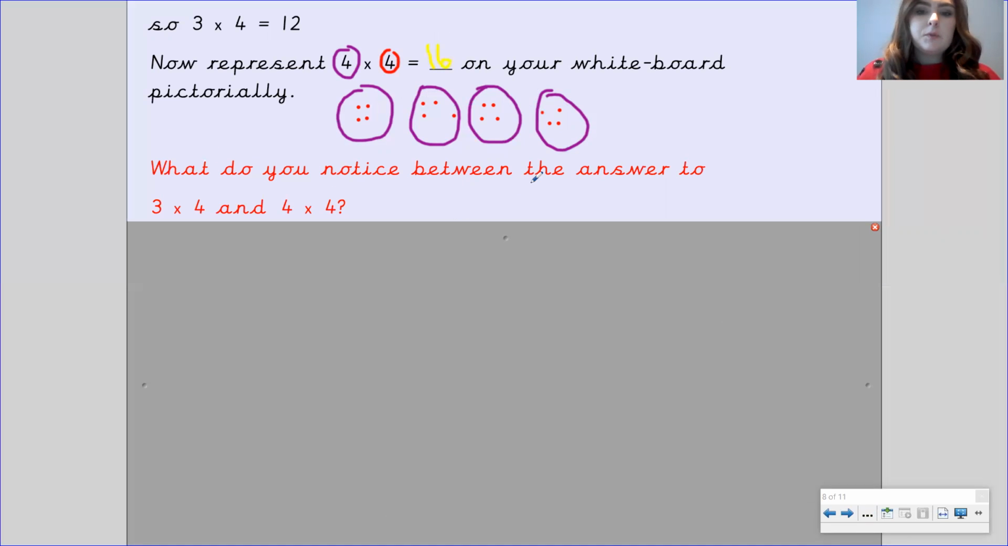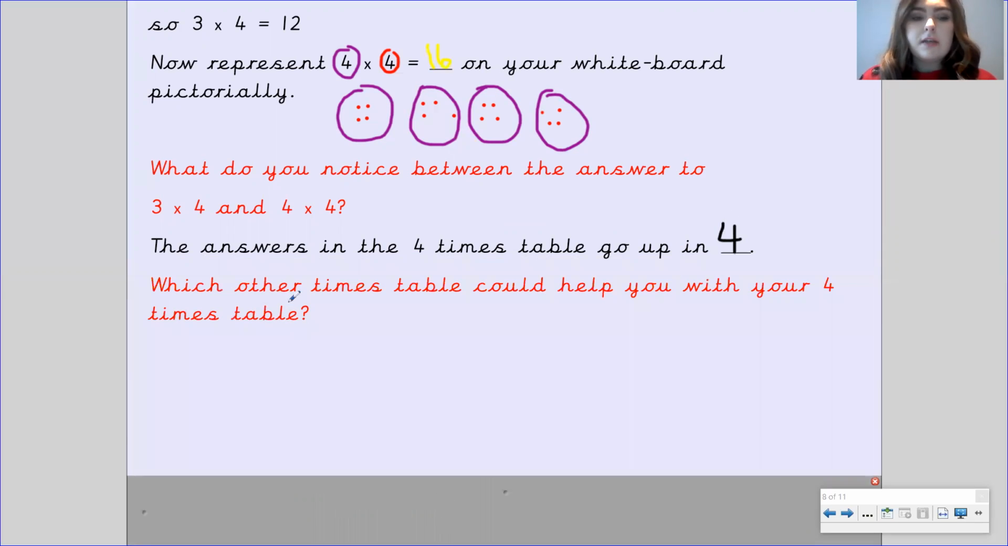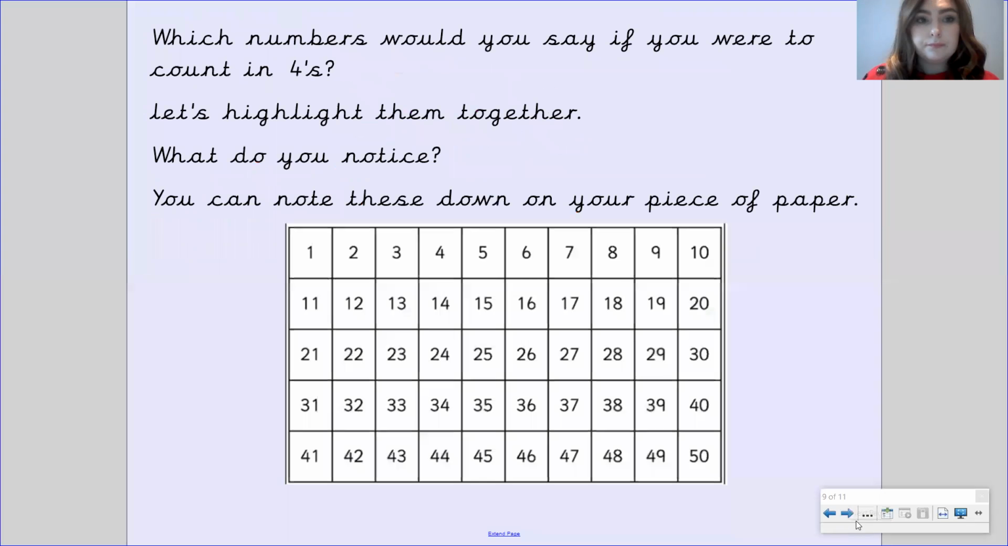So what do you notice between the answers of 3 times 4 and 4 times 4? Pause the video to have a think. So the answers in the 4 times table go up in 4s. What other times table could help you with your 4 times table? Well done if you got the 2 times tables, because it's doubling. Double 2 is 4, and that will help you with your 4 times tables.